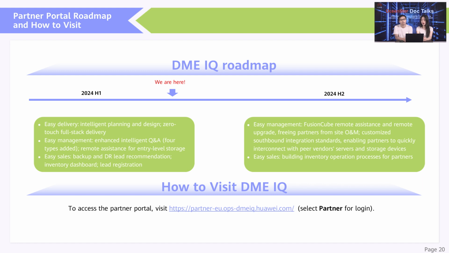In the second half, we will focus on two function types. The first is about easy management. We plan to support remote assistance and upgrade for Fusion Cube, a hyper-converged infrastructure. This can free you from site O&M. DME IQ also supports customized southbound integration standards. This enables you to quickly interconnect with peer vendor servers and storage devices.